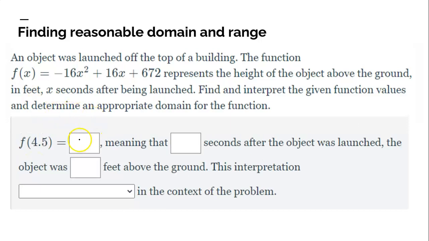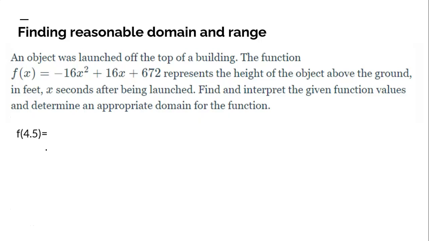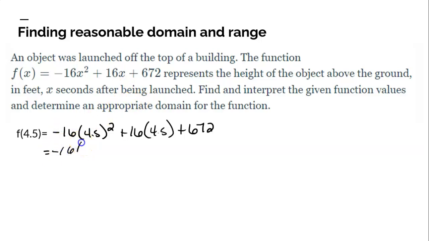Let's try something different though. Let's try f of 4.5. So it's going to be -16 times 4.5 squared plus 16 times 4.5 plus 672. So I'm going to square 4.5 first, so I'm going to get out my handy dandy calculator. I'm going to do 4.5 times 4.5, and that gives me 20.25. So that becomes -16 times 20.25 plus 16 times 4.5 plus 672.